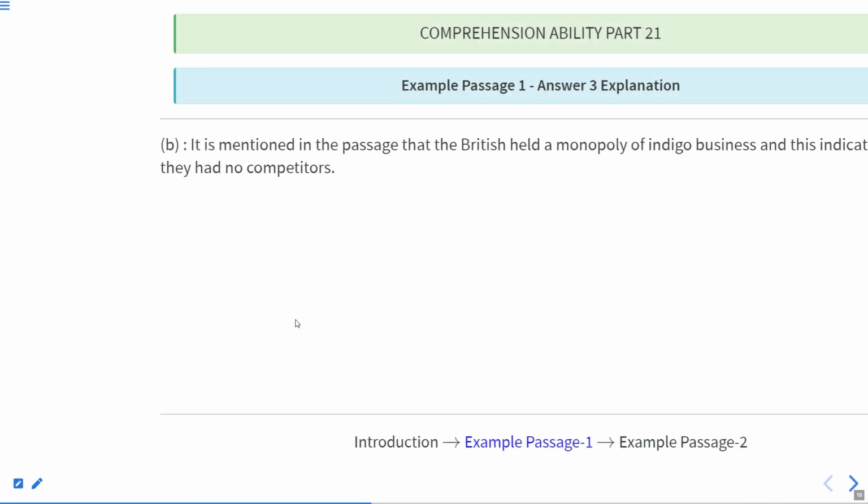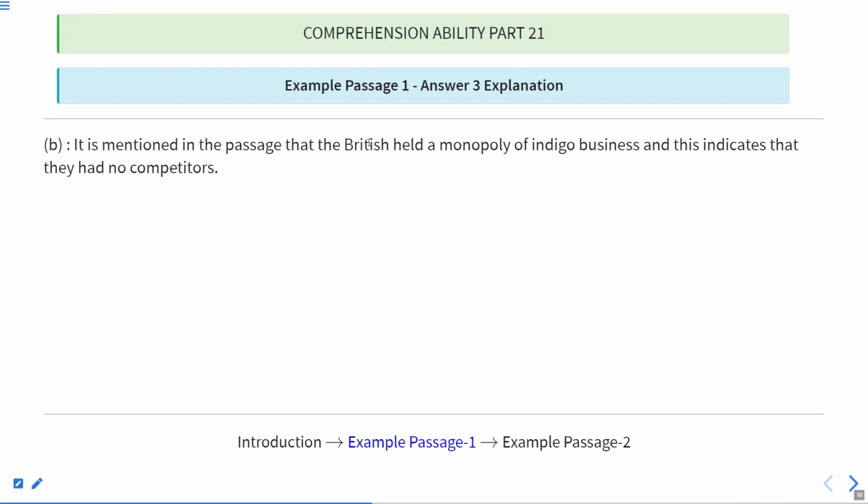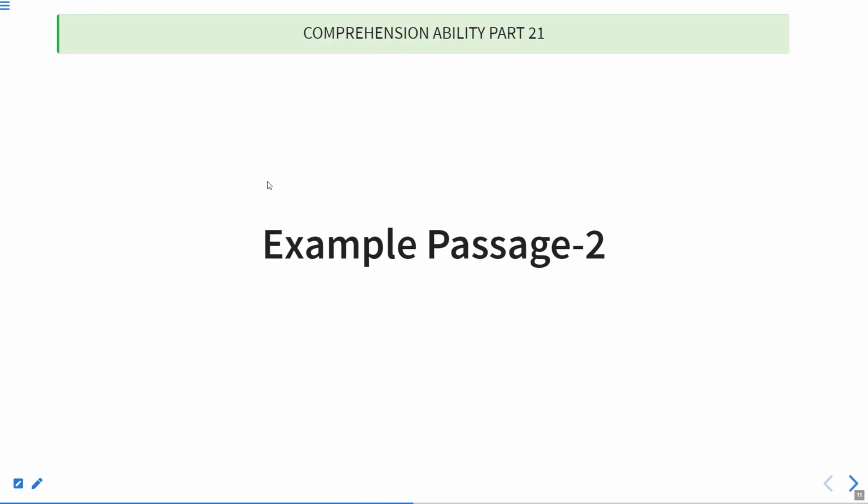As you can see, it is mentioned in the passage that British held a monopoly of the indigo business, and this indicates that they had no competitors. Okay. Now let us move to the next one. Here passage 1 ends and passage 2 begins. So again, we'll do the same thing. We'll read the entire passage, and after that, we will do the questions that follow the passage.